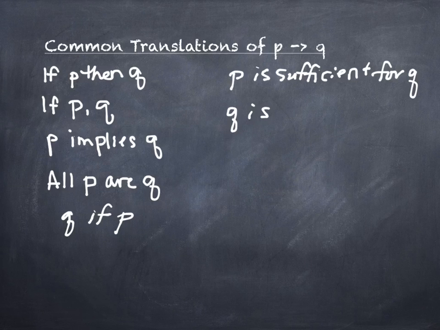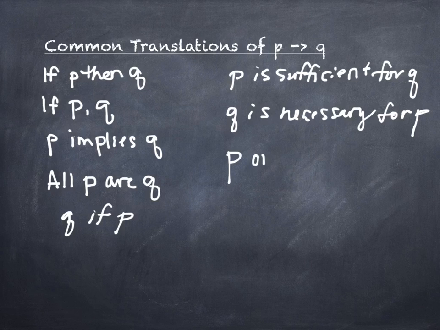And this next one is very similar. Q is necessary for P. In essence, again, if this small thing, whatever P happens, it is necessary that Q will follow. It has to happen. It is necessary. The last one is the weirdest, and we will see it used. And it's the phrase only if.